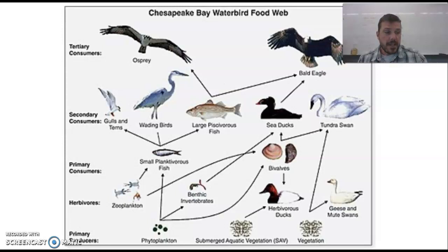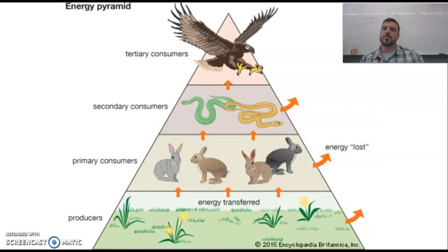And with that, I want to move on to what we call the energy pyramid. This is a really commonly used idea where we've got our producers down at the bottom. Those are, in this case, the photosynthesizers.